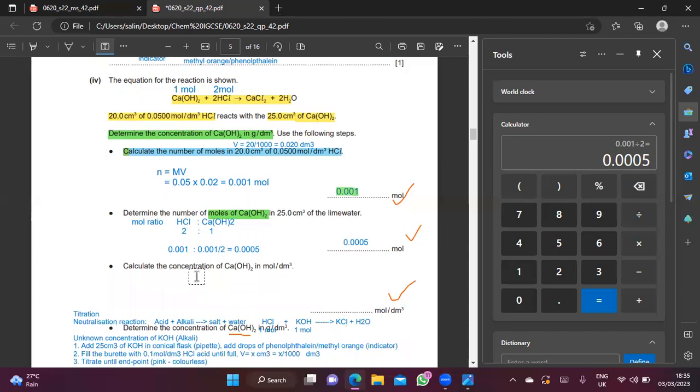So it says here, calculate the concentration of my calcium hydroxide. We do need to do this. We got the number of moles for both acids. Then I got the number of moles of my calcium hydroxide. So from here, we have to go backwards. In order to find the concentration, I know the volume is 25 cm cube of calcium hydroxide.